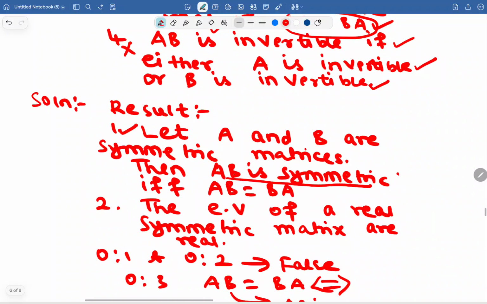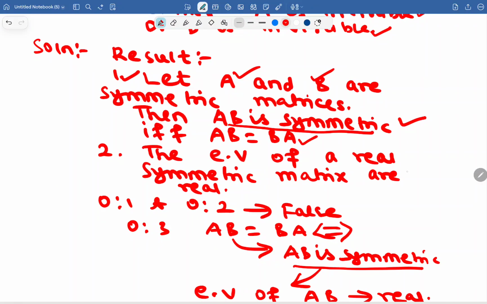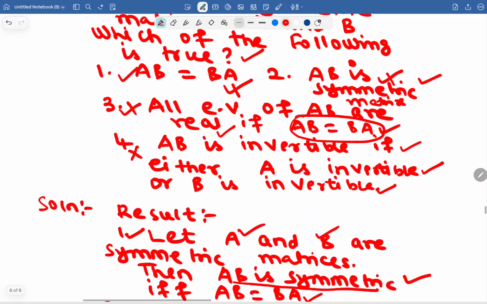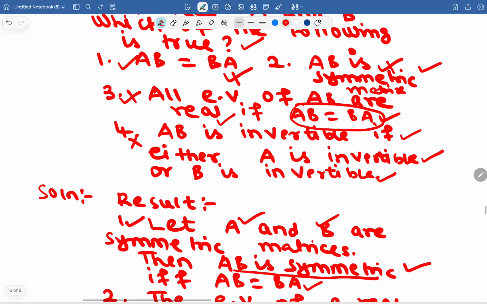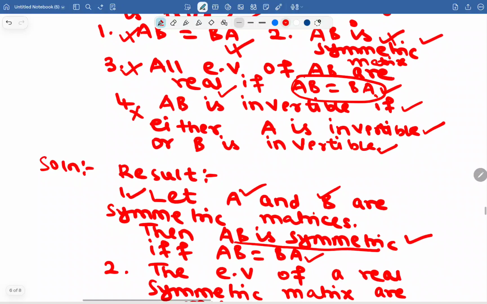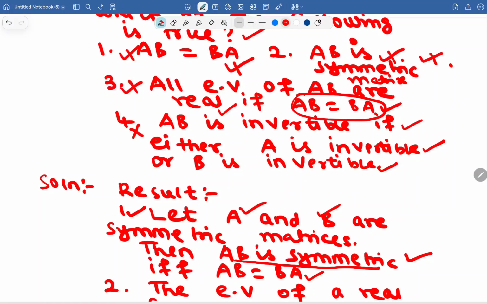The first result: if A and B are symmetric, then AB is symmetric if and only if AB equal to BA. Second result: all the eigenvalues of a real symmetric matrix are real. See, in the first option, AB equal to BA is possible only if AB is a symmetric matrix. So option 1 is a false statement. Second one, AB is a symmetric matrix, again it is possible only when AB equal to BA. Again a false statement. First one and second one are false.